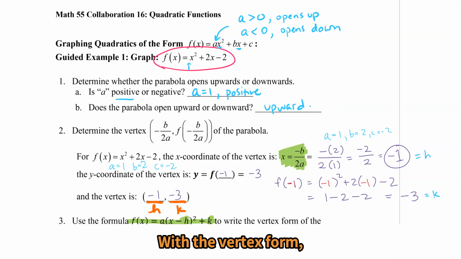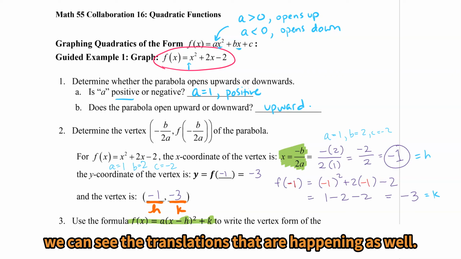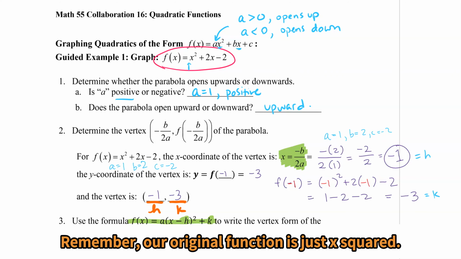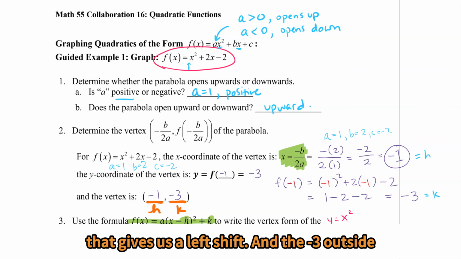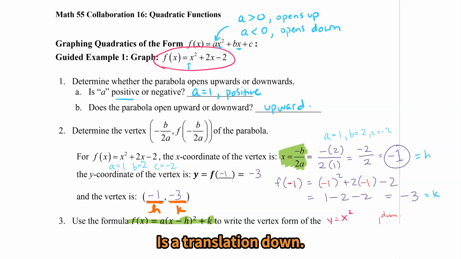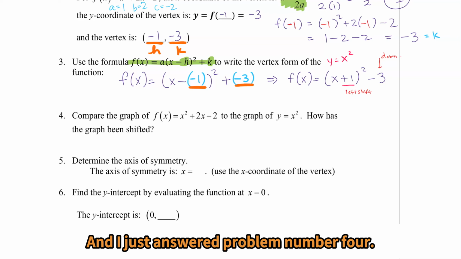With the vertex form, we can see the translations that are happening as well. Remember, our original function is just x squared. So by having the plus 1 inside with the x, that gives us a left shift, and the minus 3 outside is a translation down. And I just answered problem number 4.